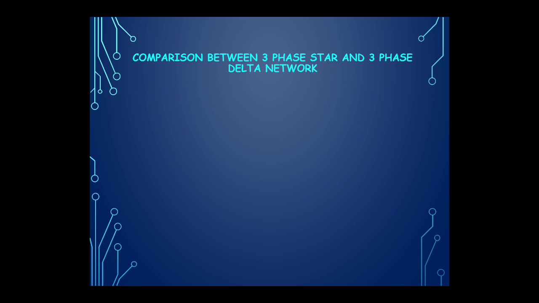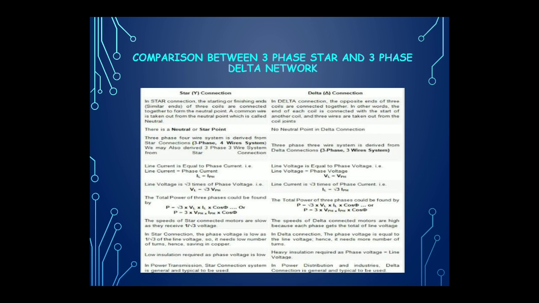Now the comparison between three-phase star and three-phase delta networks. In star connection, the starting or finishing ends of the three coils are connected together to form a neutral point. But in delta, there is no such neutral, because the opposite ends of the three coils are connected together. So in star you can connect a neutral wire, making it a three-phase four-wire system, but delta connection is a three-phase three-wire system.